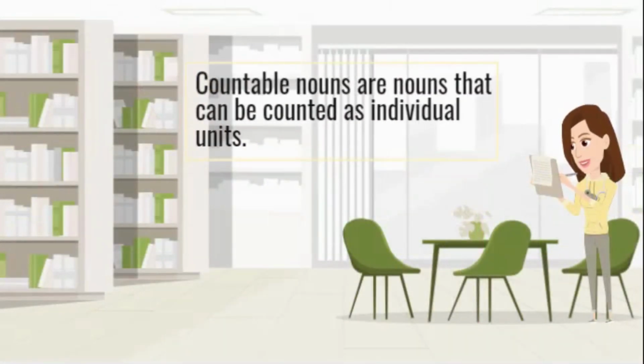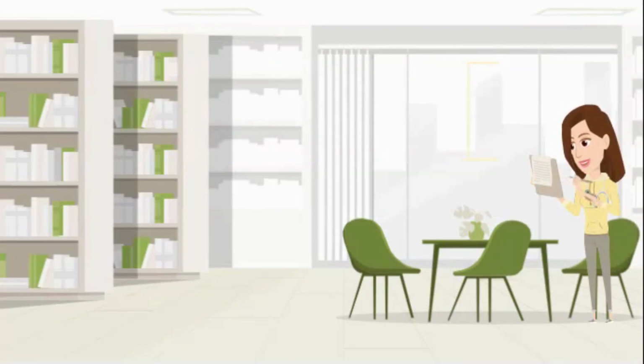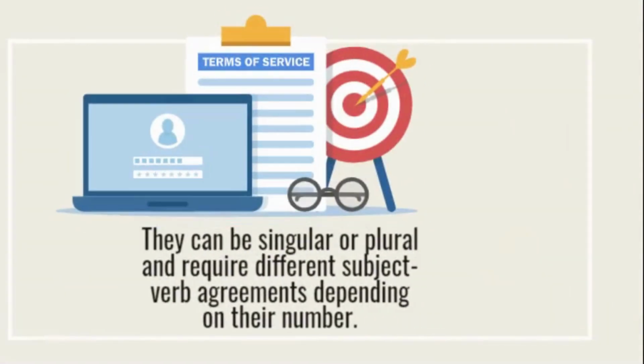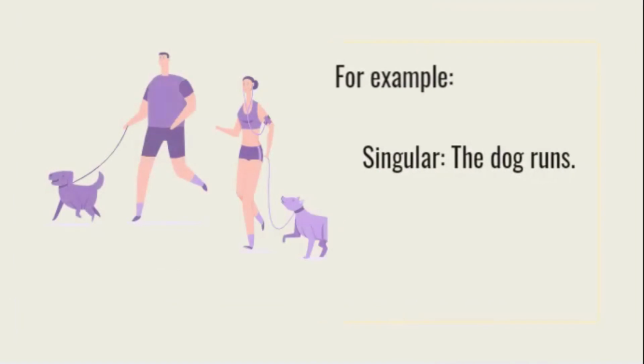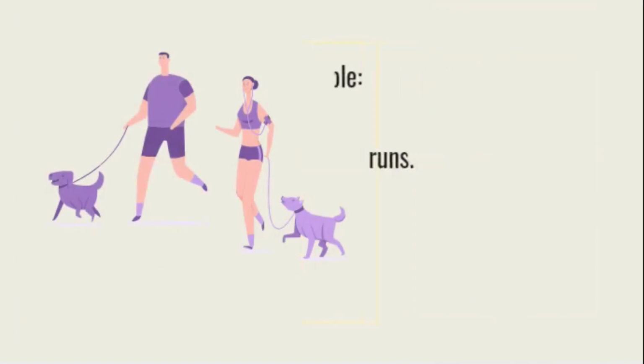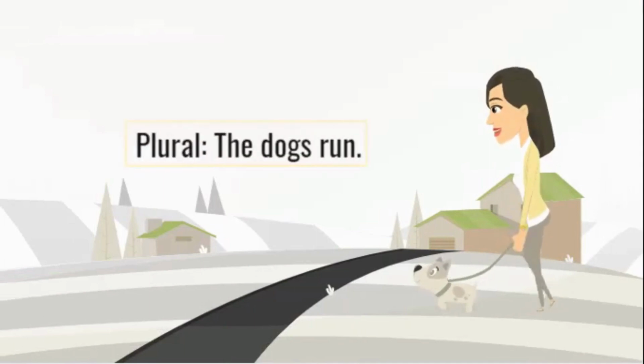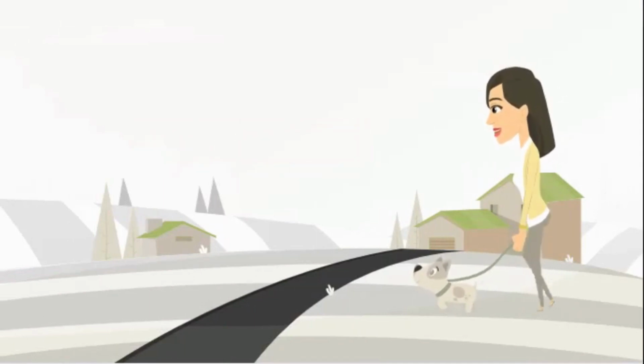Countable nouns are nouns that can be counted as individual units. They can be singular or plural, and require different subject-verb agreements depending on their number. For example, singular, "the dog runs." Plural, "the dogs run."